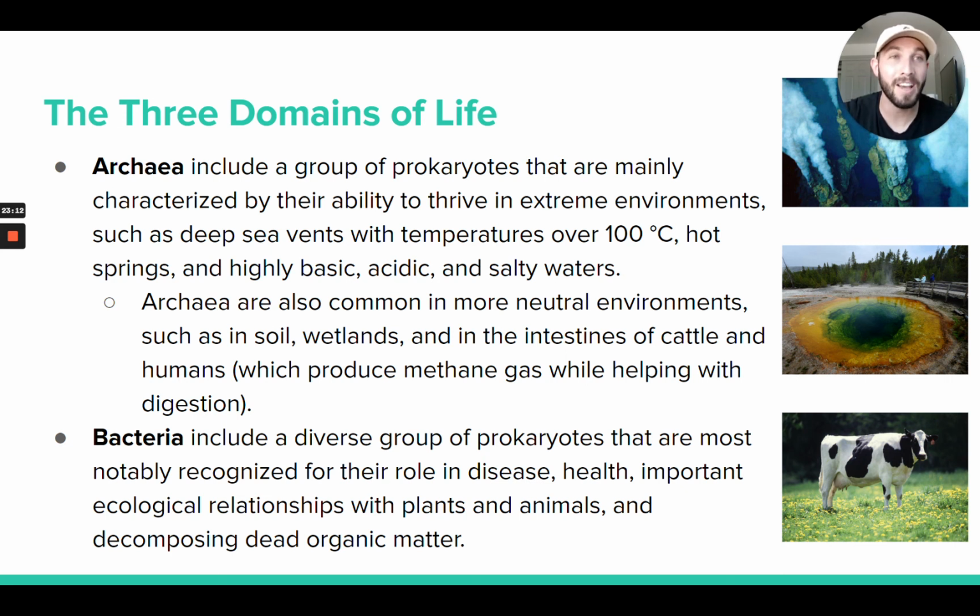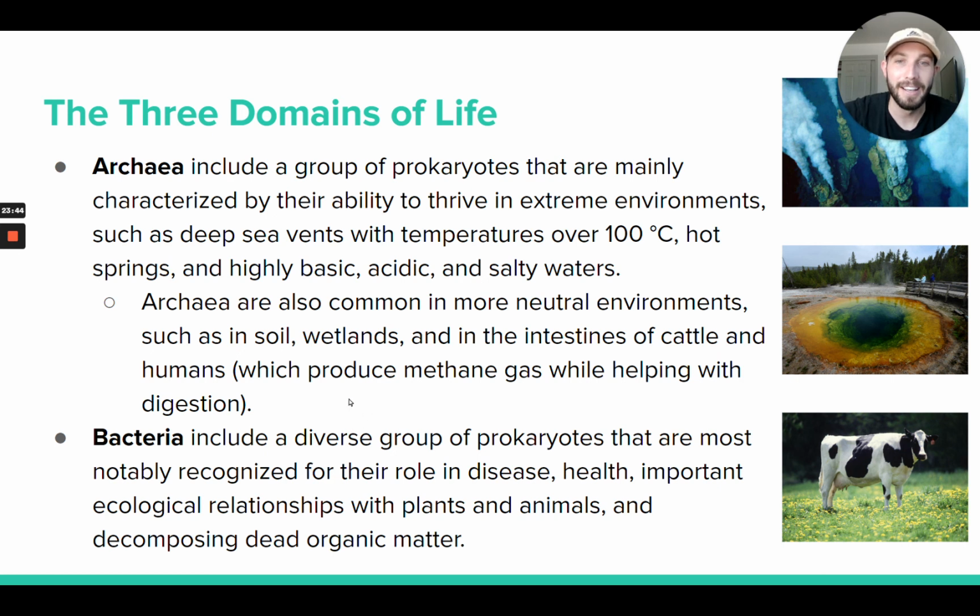But we do find these guys, they're crazy. They find a way to thrive in these really extreme environments. But also know that there are archaea prokaryotes that do live in just normal environments as well. You guys have archaea and bacteria living inside of you, as well as normal bacteria. So they can live in normal places too.